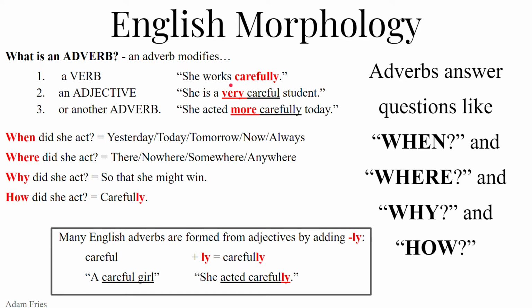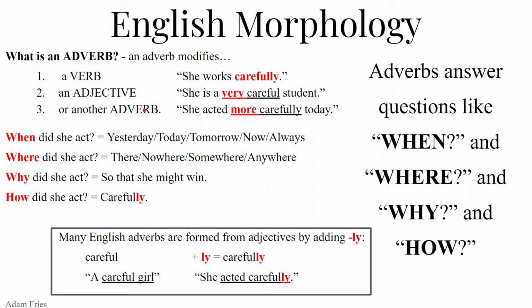Just as in the first sentence, she works carefully, the adverb carefully told us how she works, in what manner or way she works. Here, she is a very careful student. The very is showing us the degree. How careful is she? She is very careful, most careful. Those are adverbs modifying an adjective.